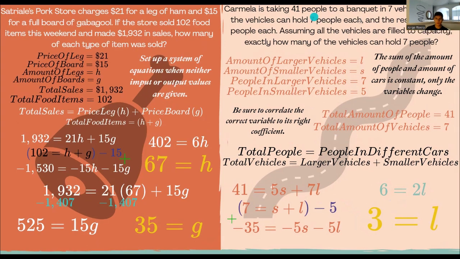Carmela is taking 41 people for a banquet in 7 vehicles. Some of the vehicles can hold 7 people each, and the rest can hold 5 people each. Assuming all the vehicles are at full capacity, how many of the vehicles can hold 7 people?